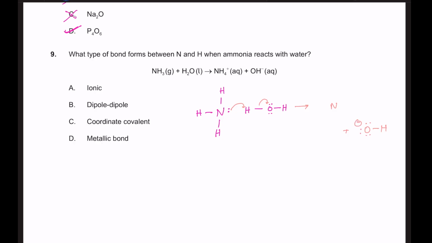So when a nitrogen-hydrogen bond is formed, both the electrons will be shared by nitrogen, right? This is a coordinate covalent bond, or a dative bond. Fine, and as a result the answer will be C.